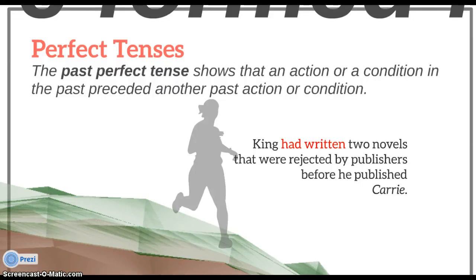Past perfect tense shows that an action or a condition in the past preceded or came before another past action or condition. Look at the example. King had written 2 novels that were rejected by publishers before he published Carrie. So Carrie happened in the past, but these other 2 novels happened before Carrie in the past. That's why we use past perfect tense.